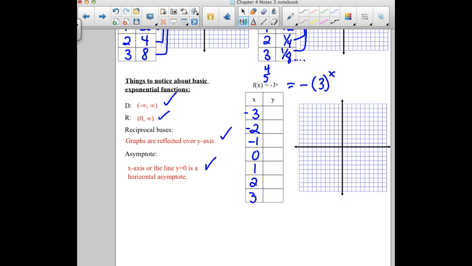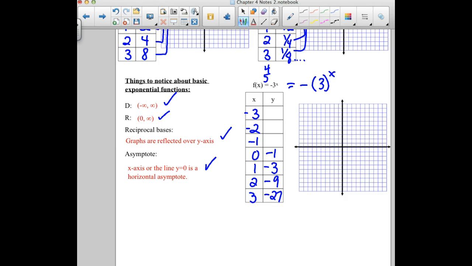So 3 to the 0 is 1. The negative in front is going to make it negative 1. 3 to the first power is 3. The negative in front will make it negative. 3 squared would be 9. We get a negative 9. 3 cubed is 27. Our negative in front makes it negative.